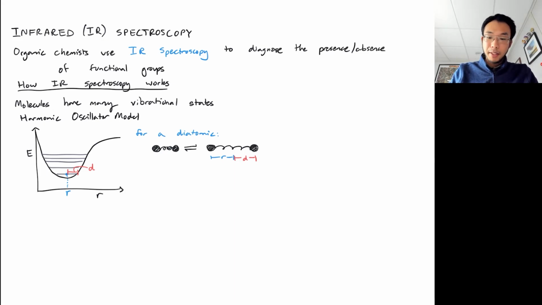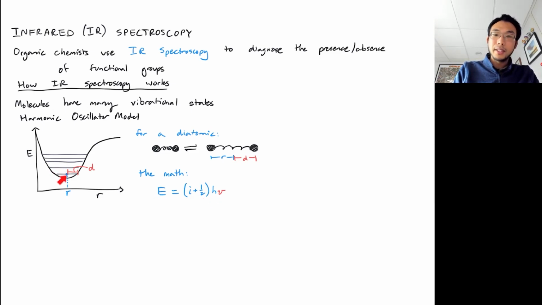There is a bunch of math behind all of this. The first piece of it is that the energy is quantized. That's this i plus 1/2 piece right here, and it's quantizing the amount of h nu that you have. The frequency of the light that would be related to one of these transitions is defined as this right here. It's 1 over 2 pi times the square root of two more variables. This is the spring constant.